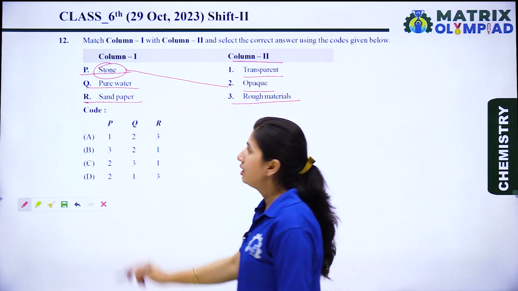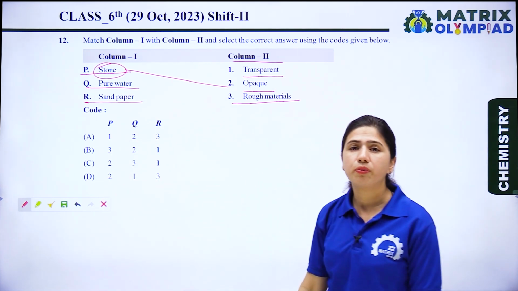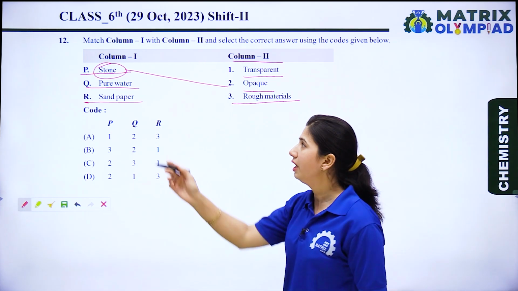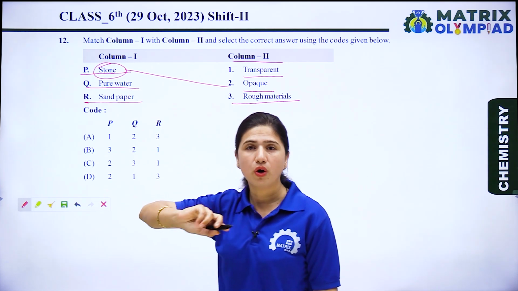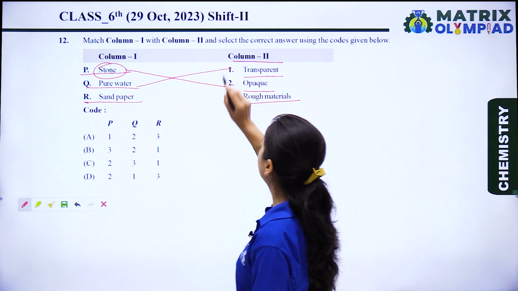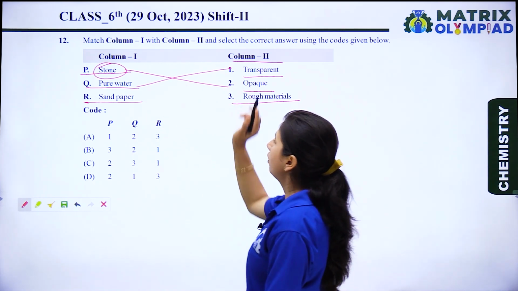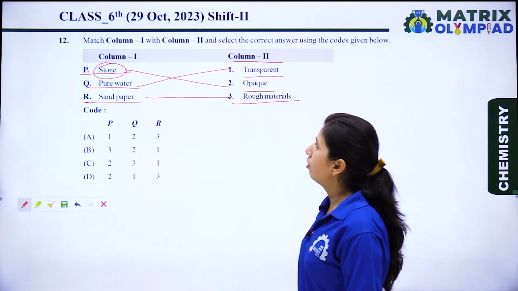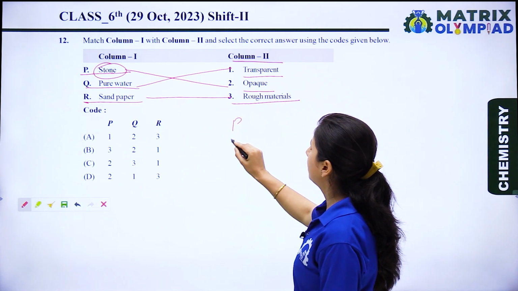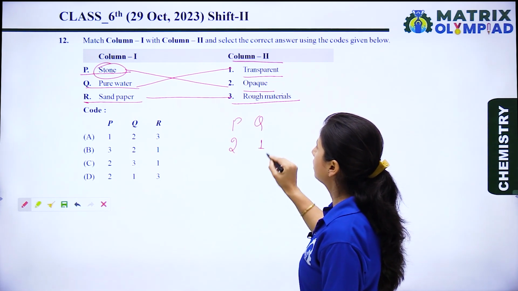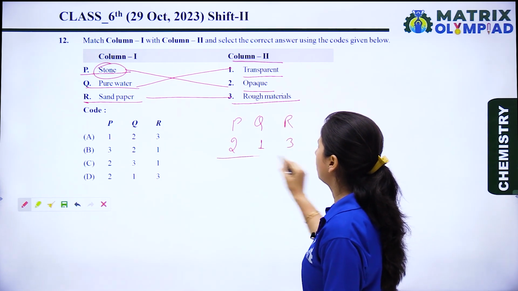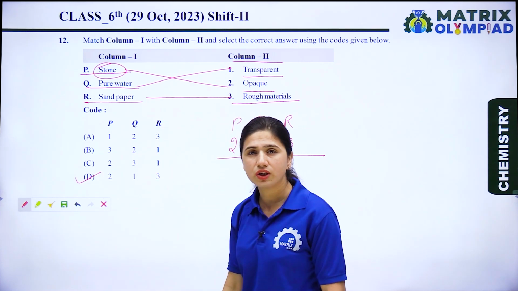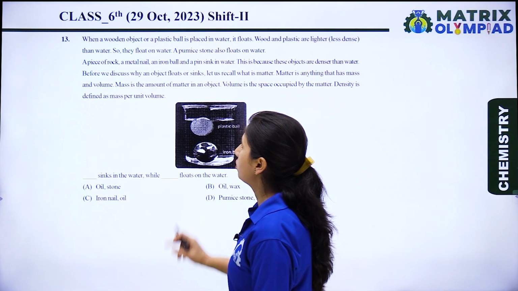Now let's see the second. Second is pure water. We know that pure water is a transparent substance, and light can pass easily through pure water. So pure water is a transparent material. So Q goes with the first option. Now the last is sandpaper. We know that sandpaper is a rough material. So P matches with the second option, Q matches with the first option, and R matches with the third option. So 2, 1, 3. So option D is the right option for this question. Now let's see the next question.